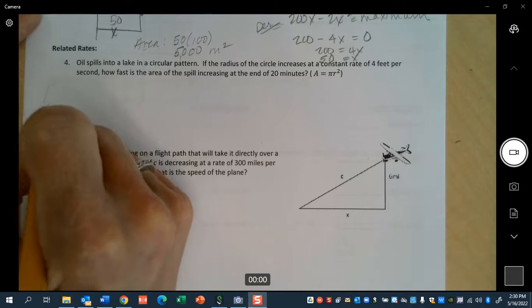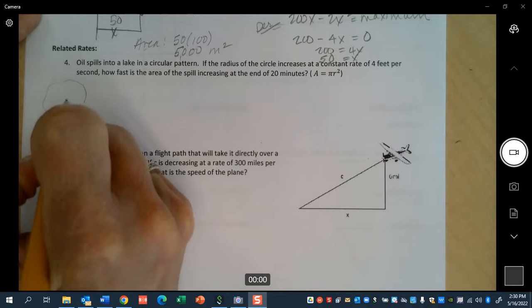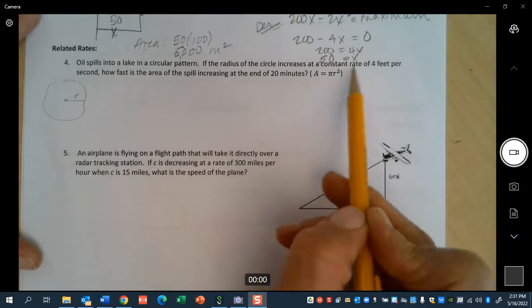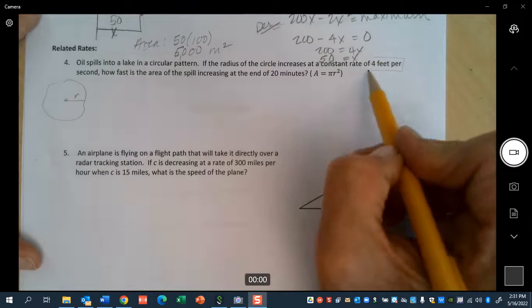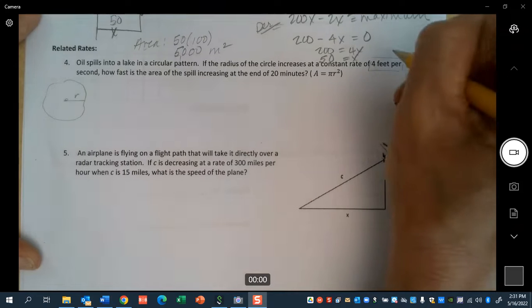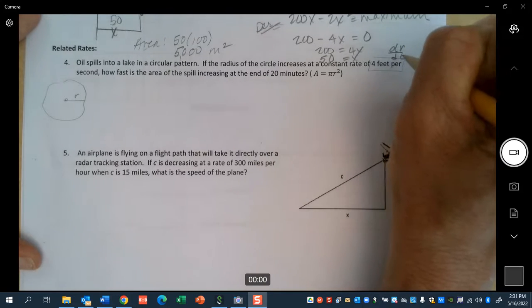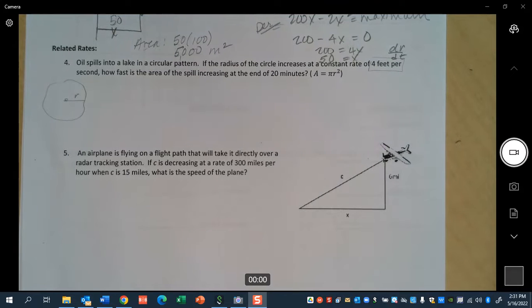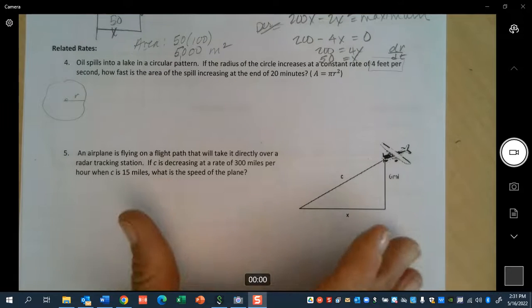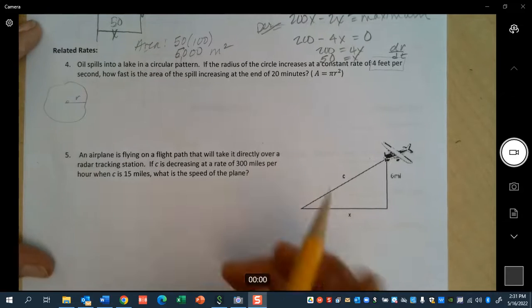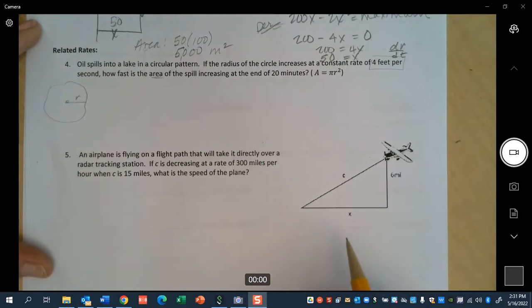All right, so oil spills onto a lake in a circular pattern. So here's my oily spill, circular pattern. My radius increases at a constant rate of 4 feet per second. That is the change in my radius with respect to time, dr/dt. How fast is the area of the spill increasing at the end of 20 minutes?